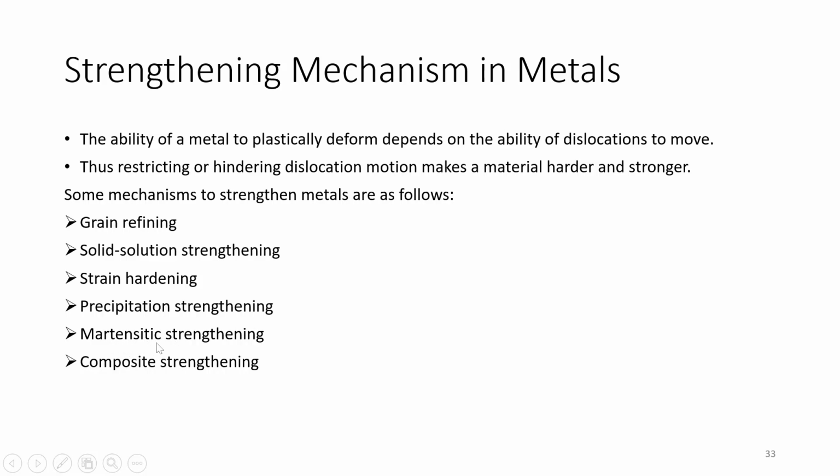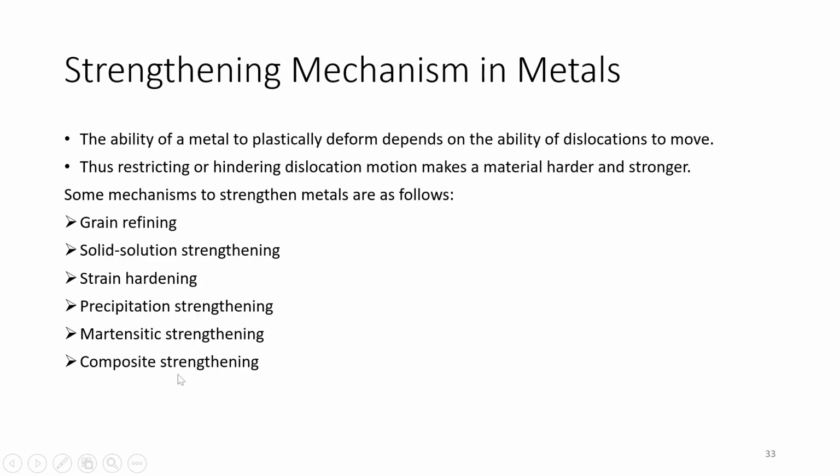So in martensitic strengthening, what happens if you have steel and you're quenching your steel? Quenching means you're cooling it very fast from the austenitic region, so it's more likely to transform into martensite. Martensite has the highest strength in steel after cementite. So if your steel is forming martensite, then this type of strengthening will be martensitic strengthening.